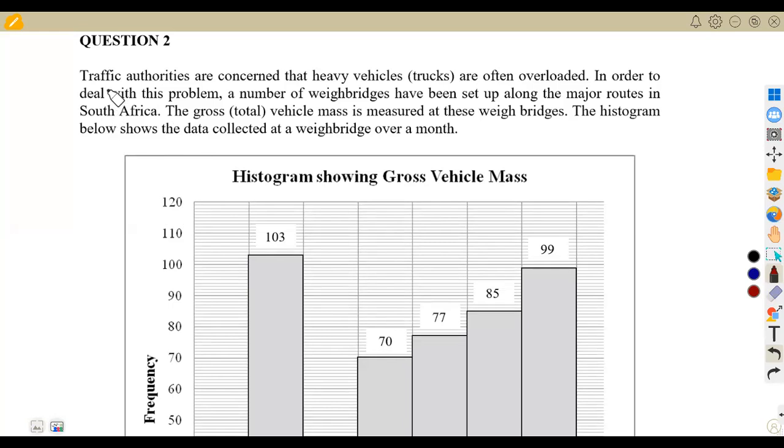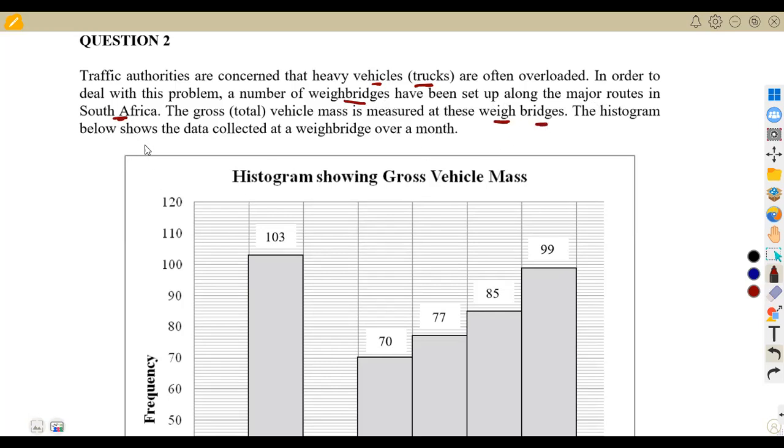So we are given that the traffic authorities are concerned that heavy vehicles, which are the trucks, are often overloaded. This is something that is happening. In order to deal with this problem, a number of weigh bridges have been set up along the major routes in South Africa. A lot of weigh bridges have been placed so that they check the total mass at the weigh bridge. So the gross total, that is vehicle mass, is measured at these weigh bridges.